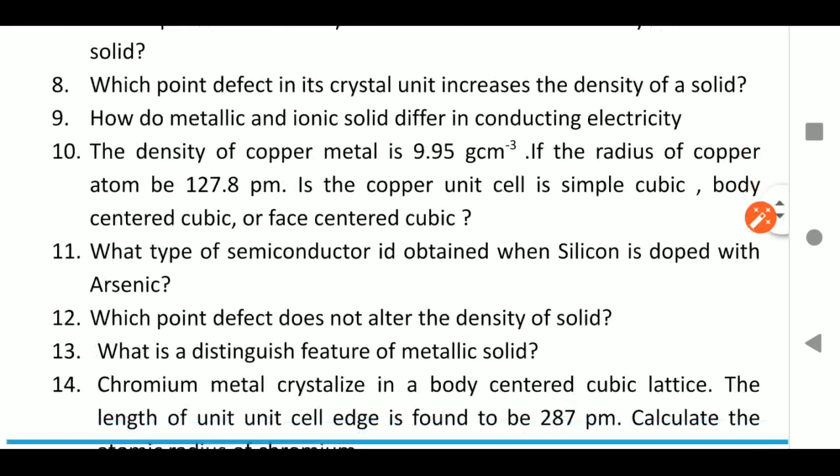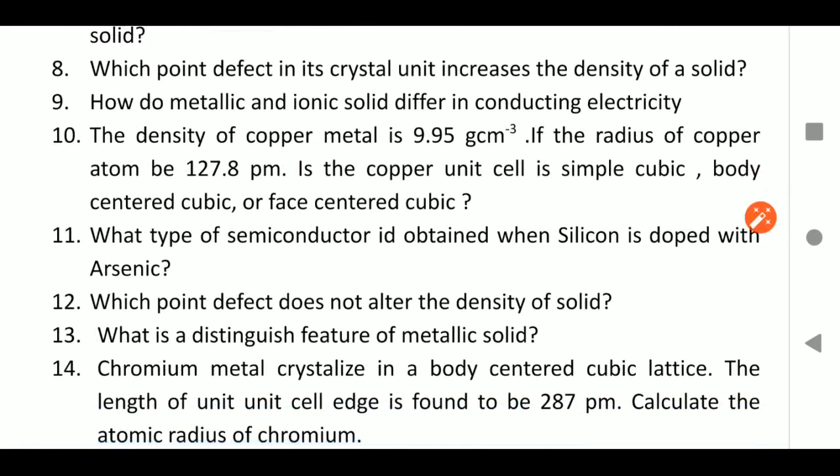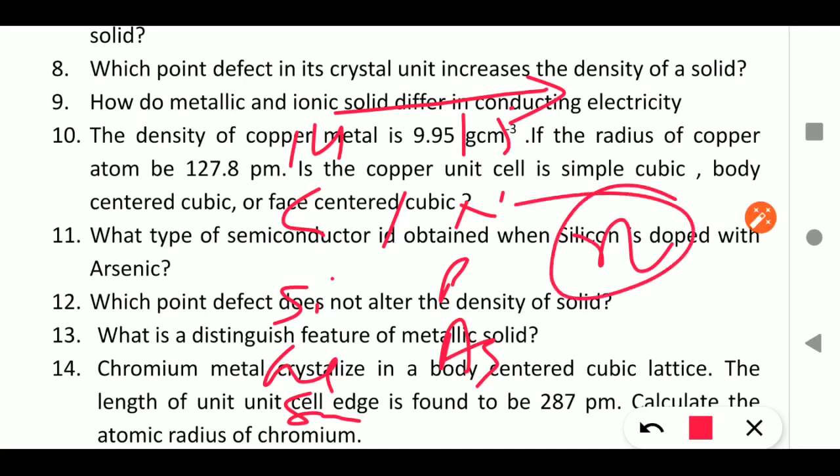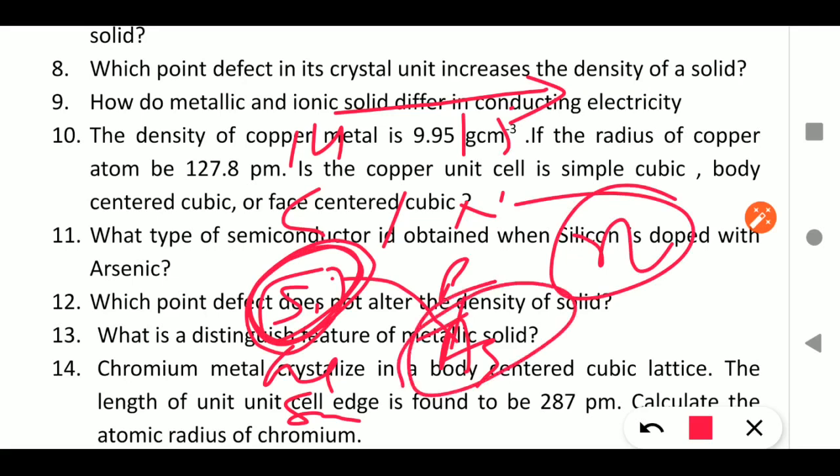Okay, so 11th question: what type of semiconductor is obtained when silicon is doped with arsenic? So students, silicon belongs to group number 14: carbon, silicon, germanium, tin, lead. And arsenic is group 15: nitrogen, phosphorus, arsenic. So by a trick you can do this question. When impurities of the next group are added, the semiconductor will be N type. So arsenic belongs to the next, higher group, so it will be an N type semiconductor.